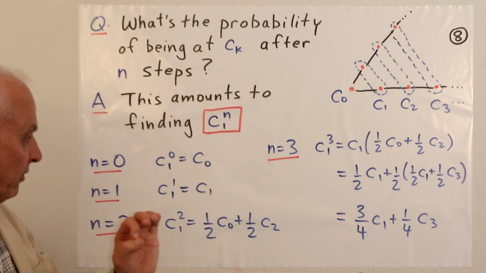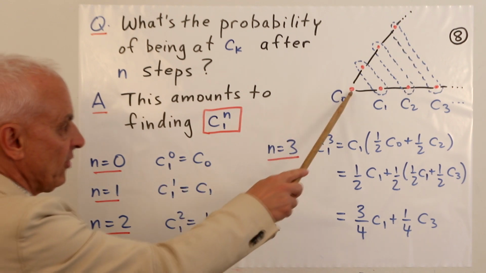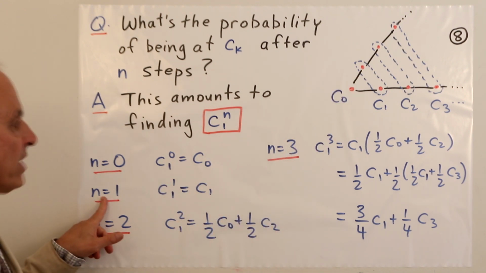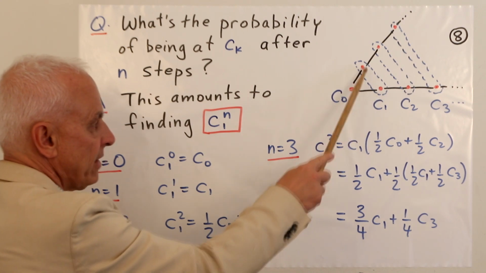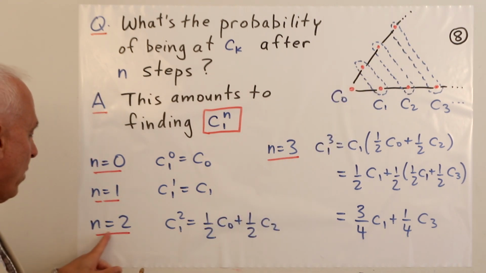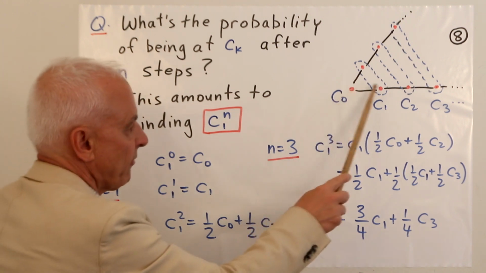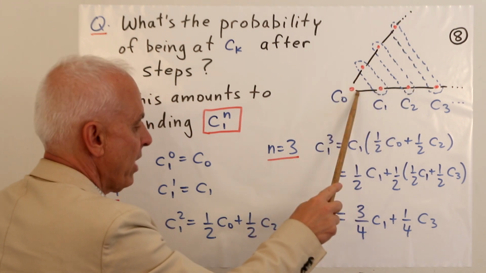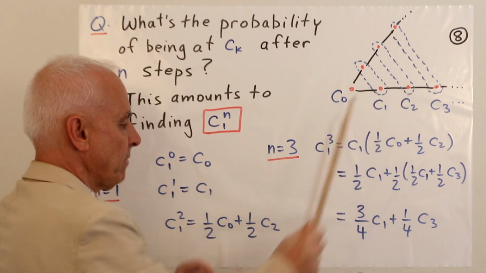When n is equal to 0, then C1 to the 0 is just C0. We haven't gone anywhere. If we take one step from C0, well, obviously we're at C1. So it's C1 with probability 1. When n equals 2, if we take a step of size 1 and then another step of size 1, well, 1/2 chance of being at C0, 1/2 chance of being at C2.